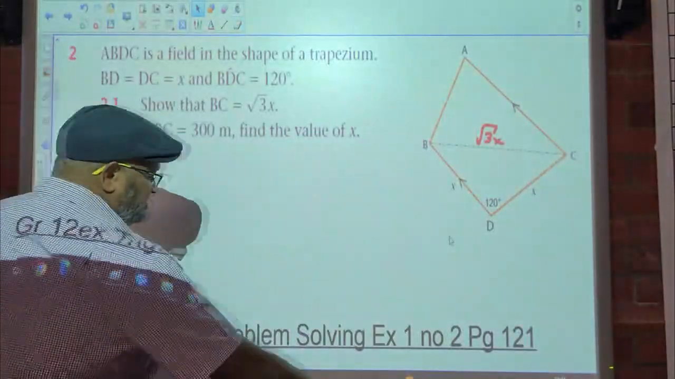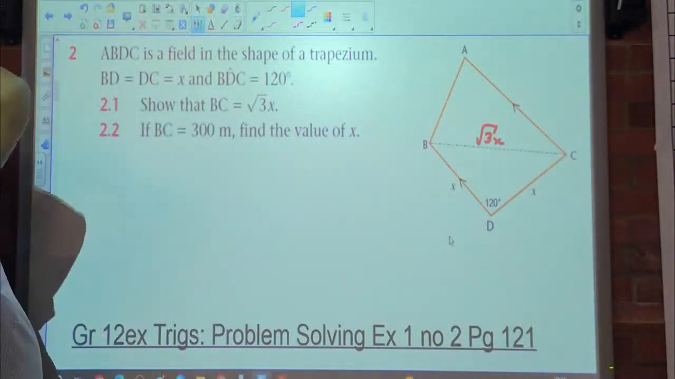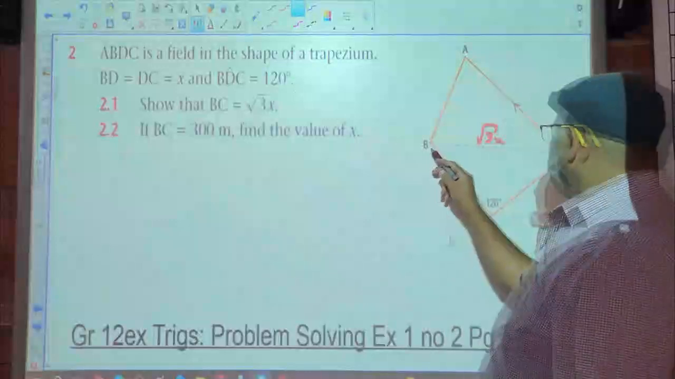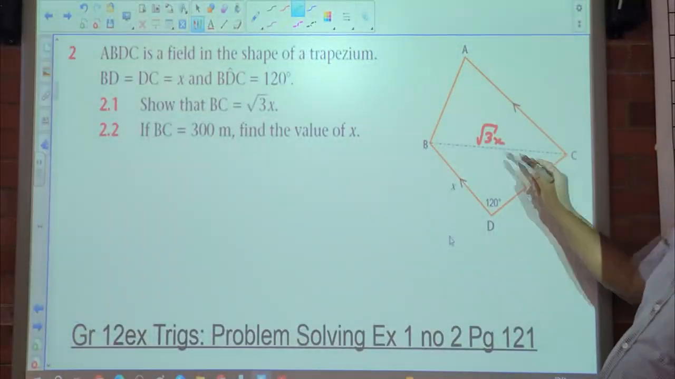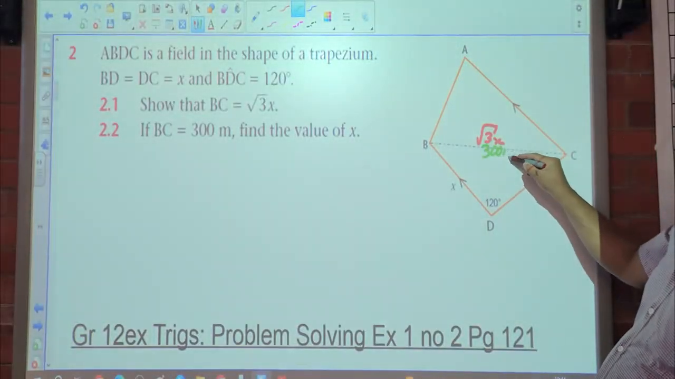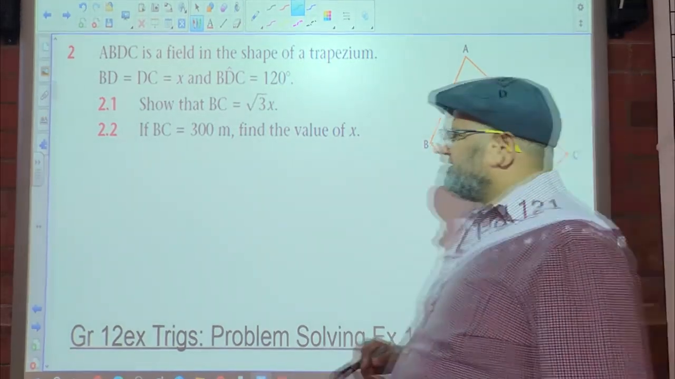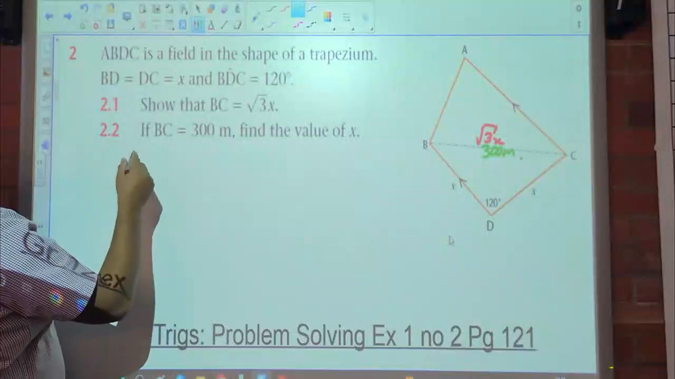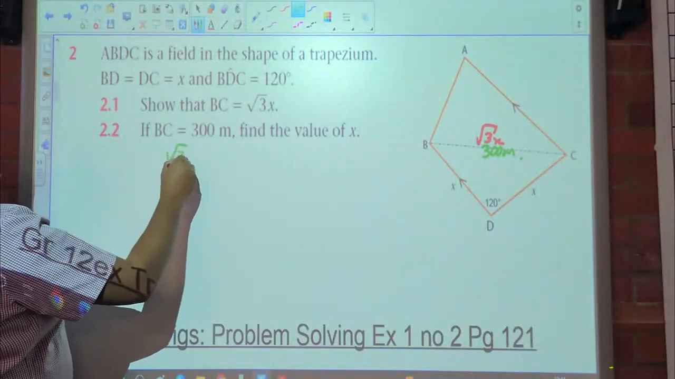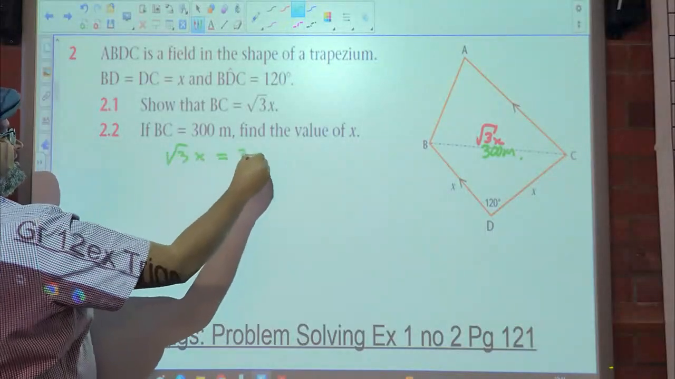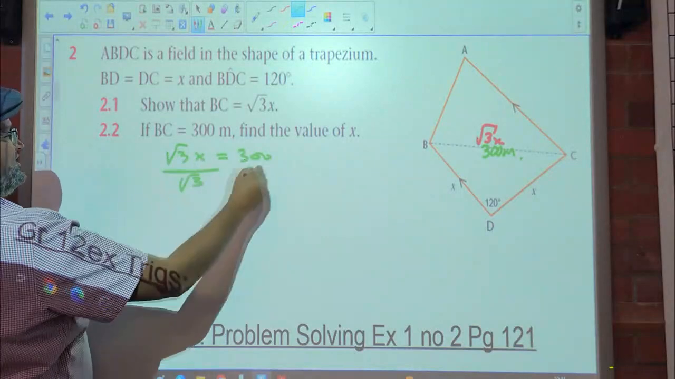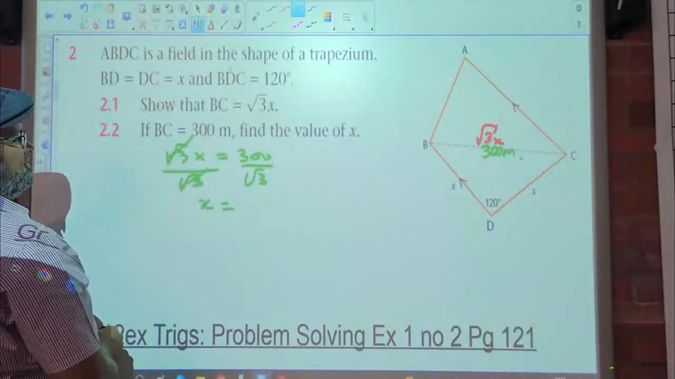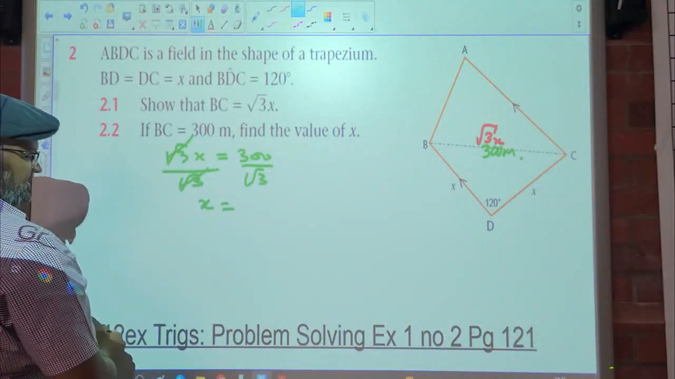Then number 2, the question says 2.2. If BC is 300, so BC is 300 meters, find the value of x. People know if BC is 300 and BC is root 3 x, so what does that mean? That root 3 x is equal to 300. So I divide by root 3 both sides. It cancels, so x is equal to 300 over root 3.